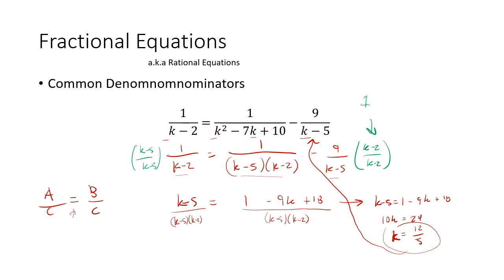In fact, we could identify, looking at our original problem, what could K not have been? Well, K could not have been 5, and K could not have been 2. If it were 2, this would be 1 over 0, which is undefined. This would be 9 over 0, which would be undefined. So we would have a problem. So as long as our answer for K, 12/5, isn't either 5 or 2, we're good. This is what's known as a domain restriction, and we'll talk about that more later in this class.